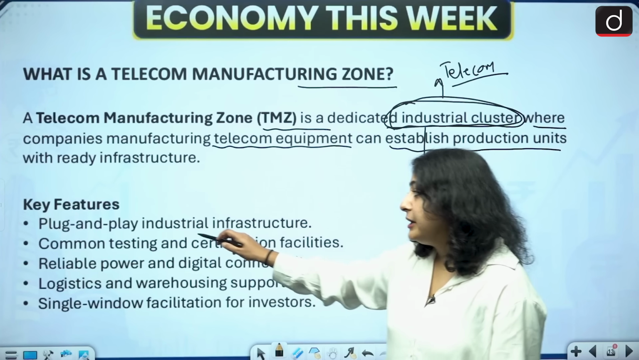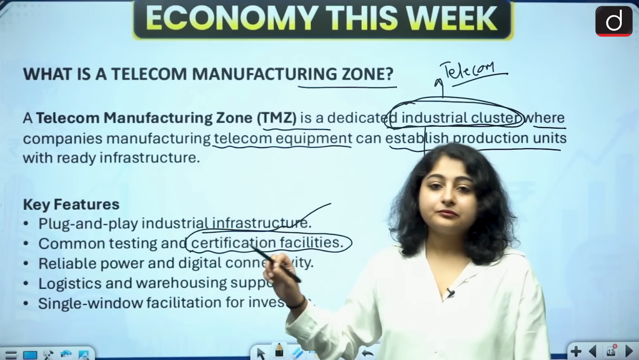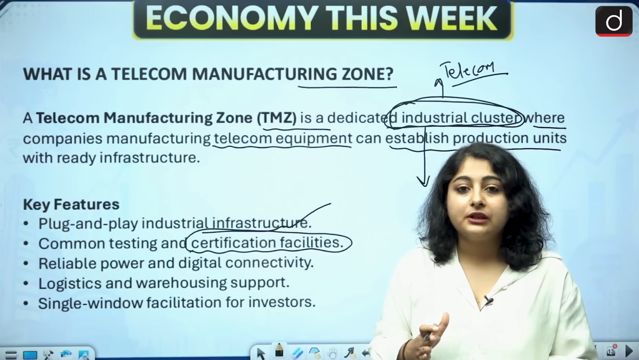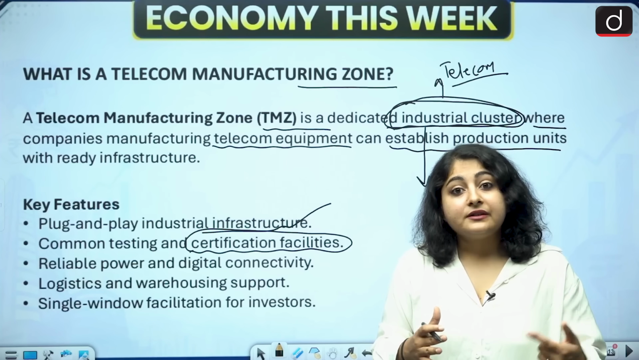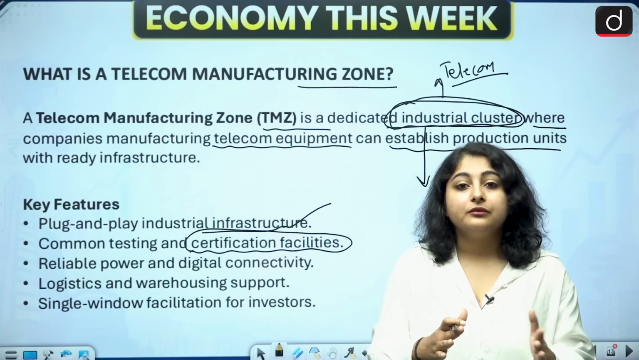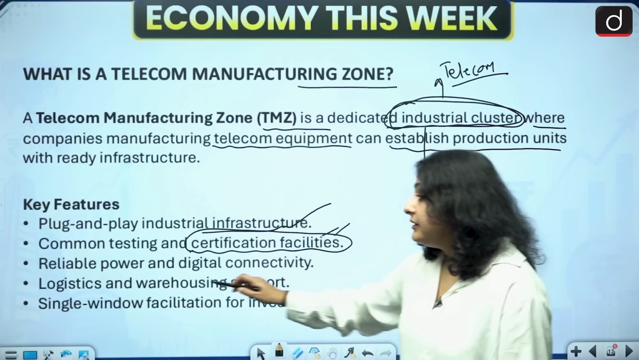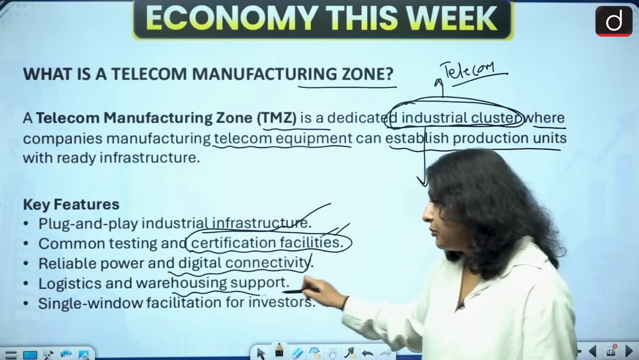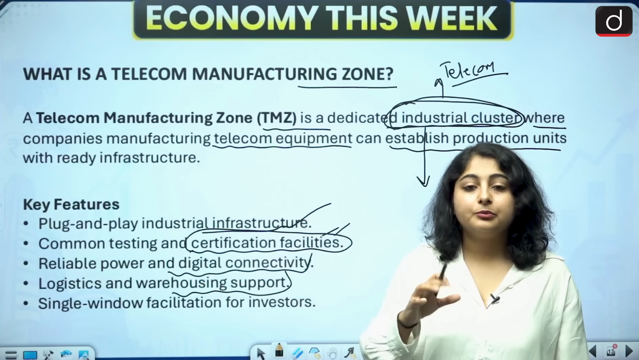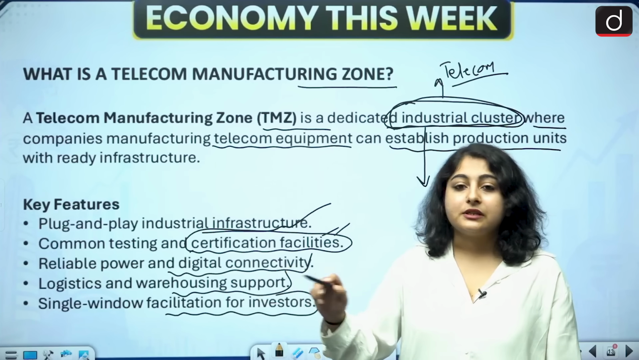The first feature is plug and play industrial infrastructure. Common testing and certification facilities will be provided there. Okay, if you manufacture telecom related products, you need to test them, you need the certification, right? Before launching them into the market, you need certification that my product is reliable enough. Okay, so certification facilities will be provided. Reliable power and digital connectivity will be provided. Okay, logistics and warehousing support so that you can store your products in a warehouse. Then single window facilitation for investors.